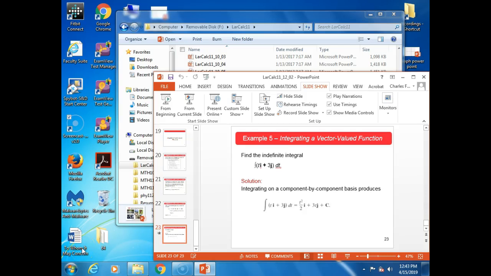Got lousy Wi-Fi, and it just would not load from there, but it finally loaded last night. Okay. So we'll start from current slide.